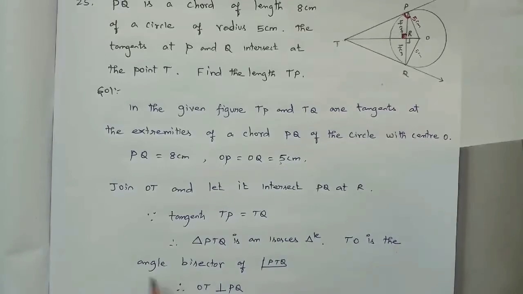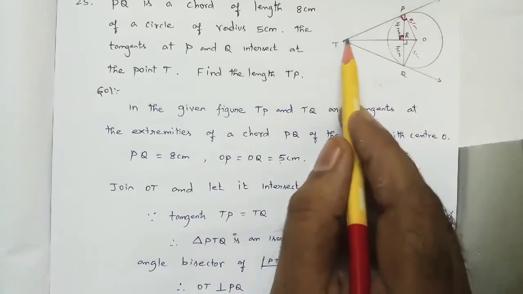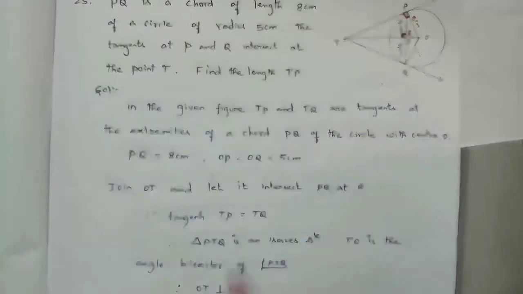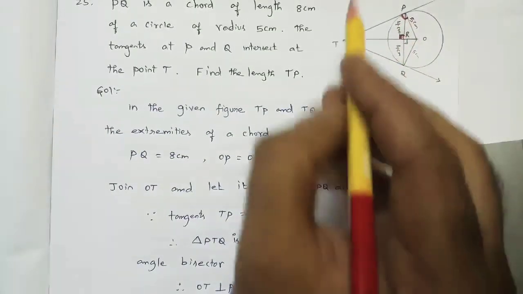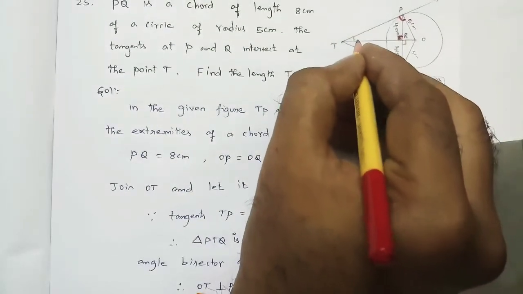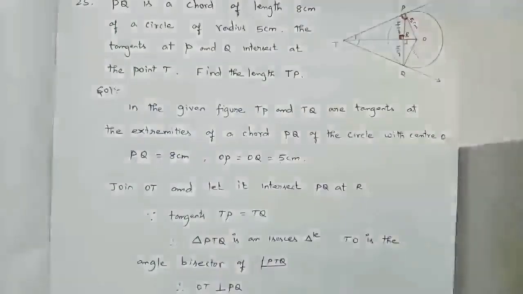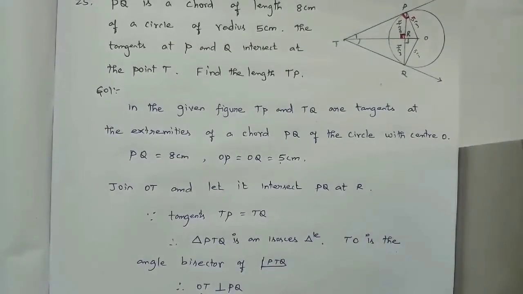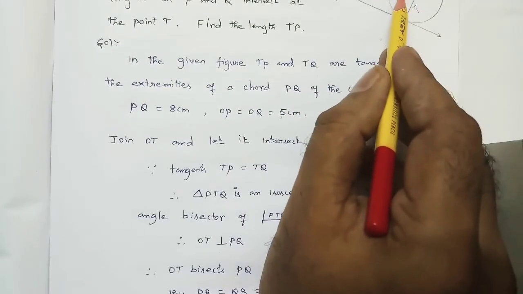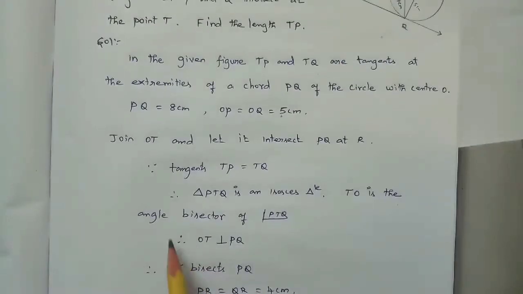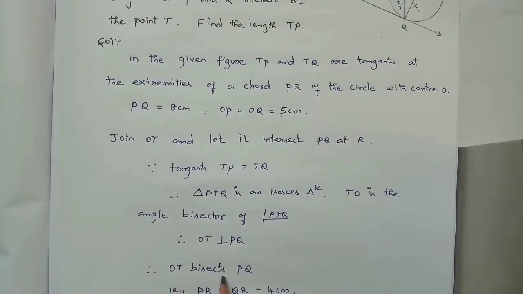TO is the angle bisector of angle PTQ, right? Therefore, OT is perpendicular to PQ. So OT bisects PQ, and PR equals QR equals 4 centimeters.